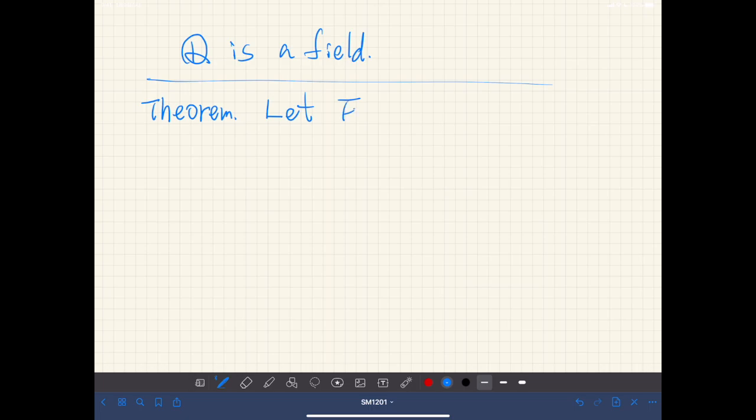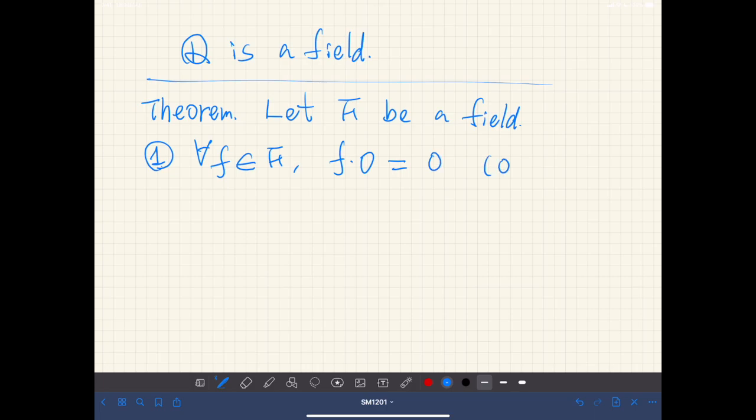Let F be a field, any field. Then, first, for all elements of F, we have F times 0 is equal to 0, where 0 here is the 0 element of F. Remember, the 0 element of a field means that it is the additive identity. If you add 0 to any element, that element doesn't change.